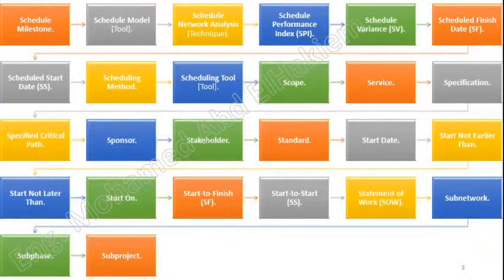Subproject. A smaller portion of the overall project created when a project is subdivided into more manageable components or pieces. Subprojects are usually represented in the work breakdown structure. A subproject can be referred to as a project, managed as a project, and acquired from a seller. May be referred to as a subnetwork in a project schedule network diagram.